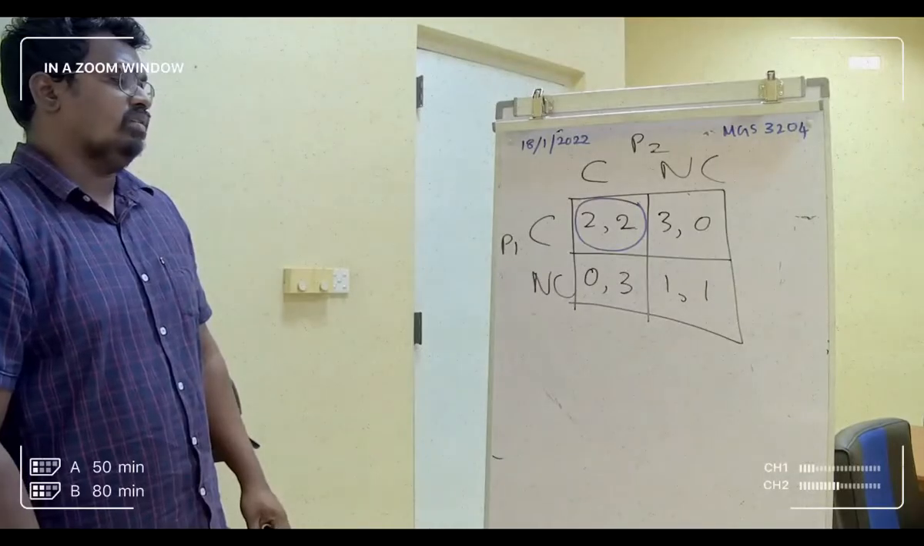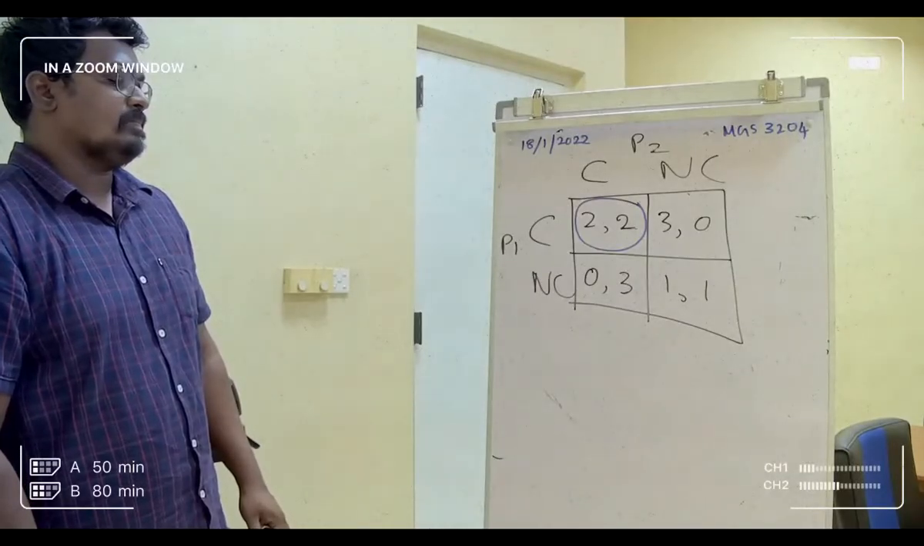Why will both go with confess? When player one goes with confess, then player two can go with confess as well. Then he gets 2 and 0, then 2. Then we can go likewise. When player two chooses this option, we can see it section wise, and then column wise.